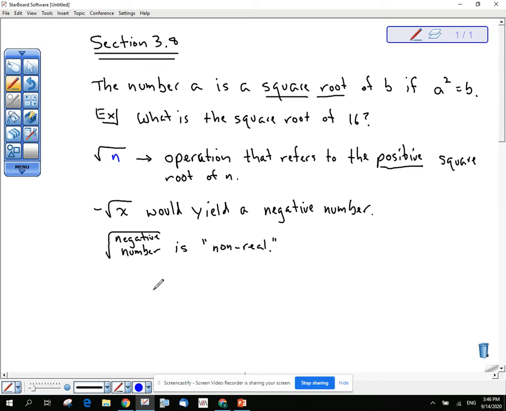Now, just to be clear, we're saying the number a is the article a, right? That's just part of speech. Is a square root of b if a, that's the same a, squared equals b. Now, you should recall that there are two solutions to something like this, okay?